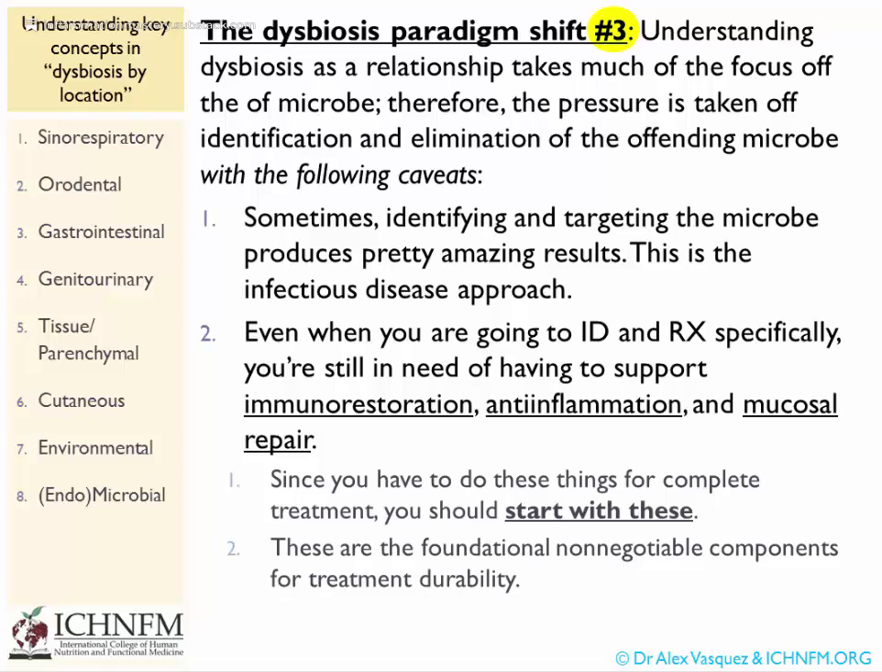Number two, let's talk about what we can do to make that approach better. So let's call this the infectious disease approach, and then let's talk about what we can do to enhance the effectiveness of that. This is kind of an integrative medicine approach that I'm talking about here. Even when you're going to identify and treat specifically, you still need to do the components of immunorestoration, anti-inflammation, and mucosal repair. One of the major points that I've been making throughout this program is that sometimes immunorestoration, anti-inflammation, and mucosal repair is itself sufficient, and then you don't have to do the identification and the use of specific antibiotics to eradicate what appears to be a specific microbe causing the dysbiotic response.